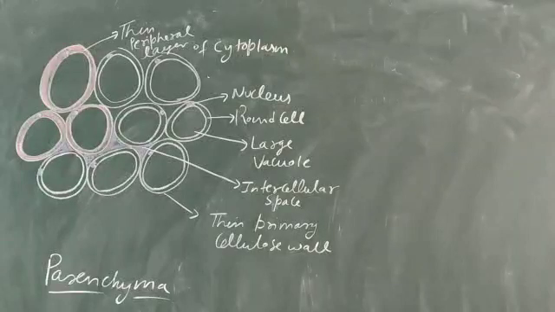And the protoplasm is also present. These store food and they fill up spaces between other tissues and provide temporary support to the plant. So if we talk about the function of these cells, they fill the gaps, they help in the storage of the food, and they also provide support to the plant.